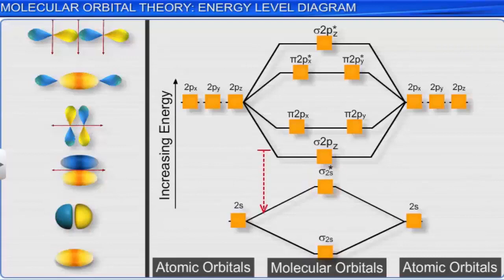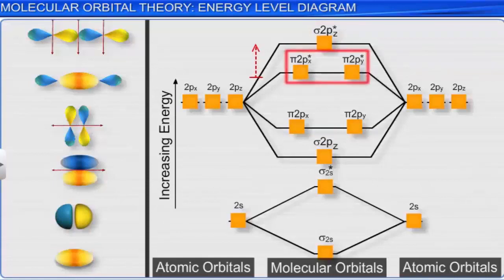Due to the head-on bonding between 2pz atomic orbitals, the interaction between them is stronger than the 2px and 2py orbitals. As a result, the sigma 2p orbital lies below the pi x and pi y orbitals, and the sigma star 2p orbital lies above the pi star x and pi star y orbitals.